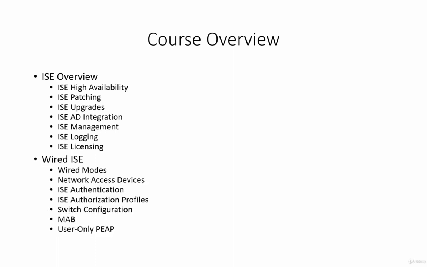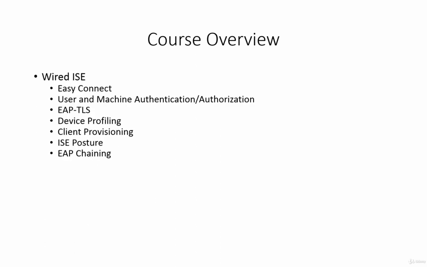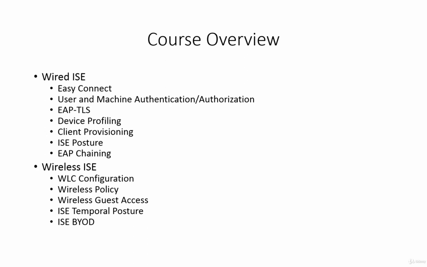Next up is wired ISE, or how to set up ISE for a wired network. This covers the basic setup, AD integration, PEAP, MAB, Easy Connect, EAP-TLS, profiling, client provisioning, posture, and a technology called EAP chaining. Once done, we'll get into the wireless setup, but this section is not going to be just a repeat of the wired section.